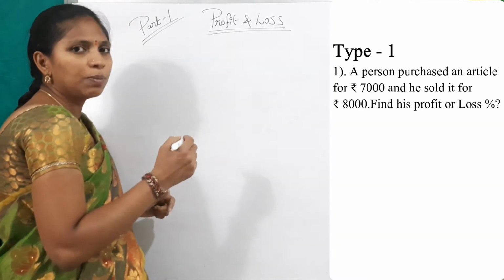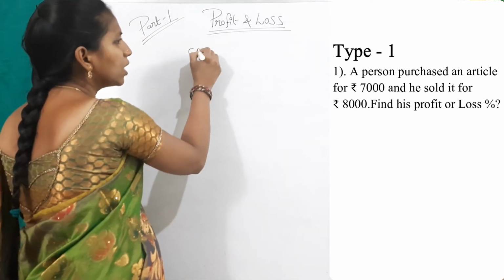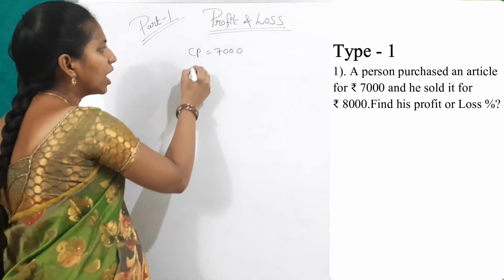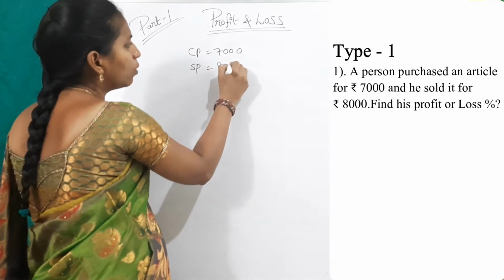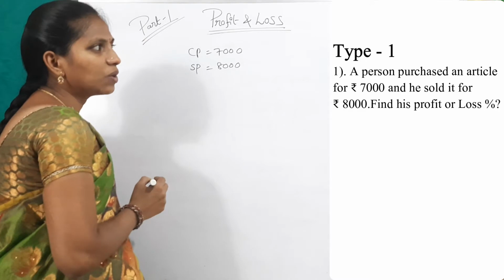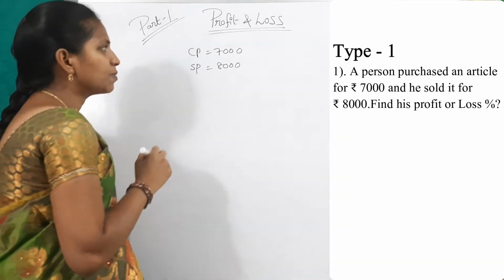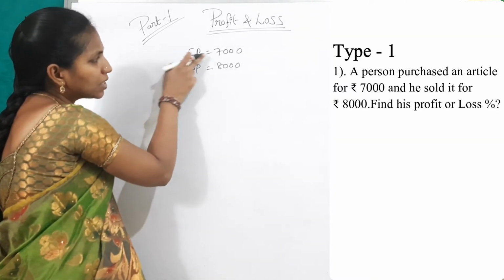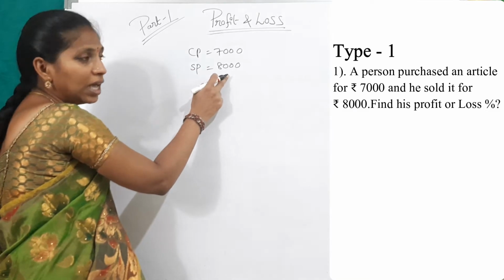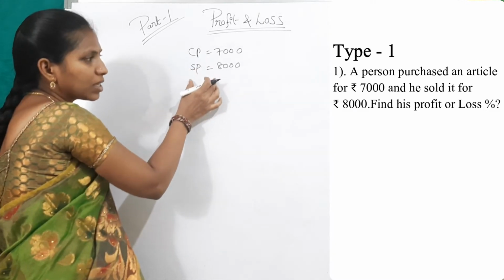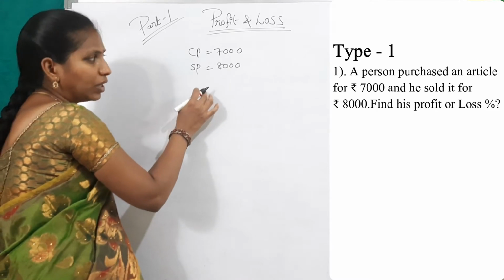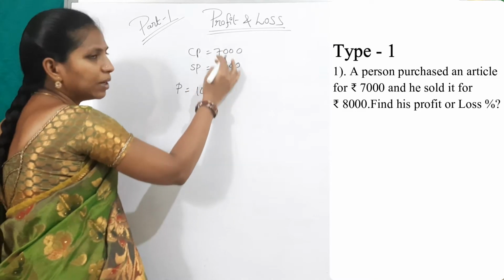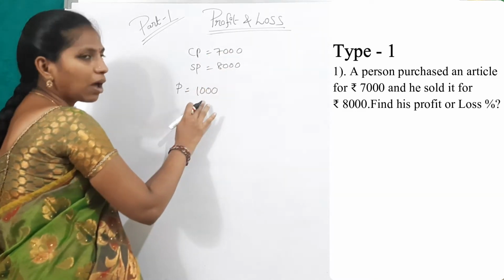See here, purchased means that is the cost price. Cost price equals how much? 7,000 rupees. And he sold it for how much? 8,000 rupees. So SP equals 8,000 rupees. Now what is the question? Find his profit or loss percentage. Here CP is 7,000 and SP is 8,000. Selling price is greater than cost price, so in this case we got a profit. Profit equals the difference between CP and SP, that is 1,000 rupees.